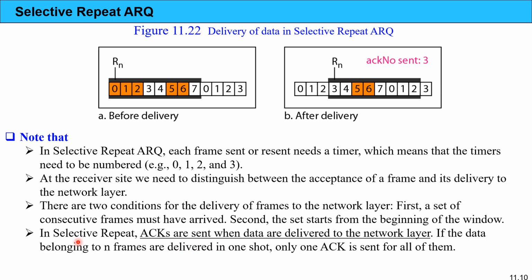Acknowledgement is sent when I deliver the data to the network layer. So this is the question you asked about. When I deliver 0, 1, 2 to the network layer, I will send acknowledgement 3. Now I'm waiting for 3. So the acknowledgements in selective repeat are sent when the data is delivered to the network layer.